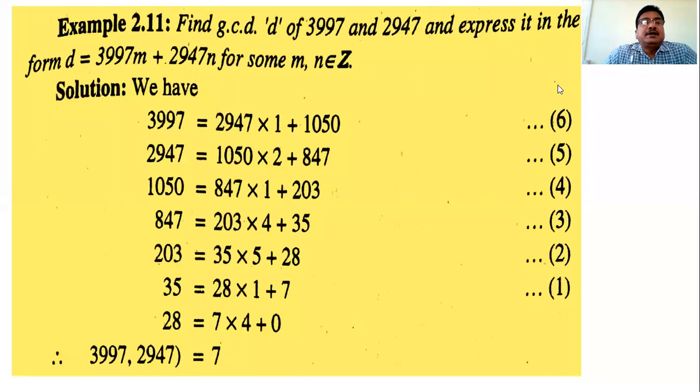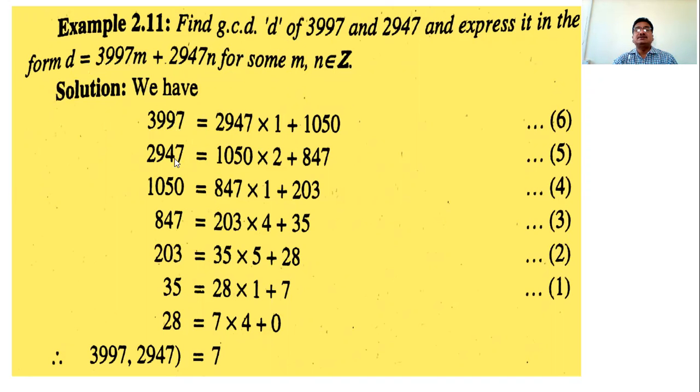Next example of greatest common divisor. Find the greatest common divisor D of 3997 and 2947 and express it in the form D = 3997 M + 2947 N for some M and N belonging to Z.